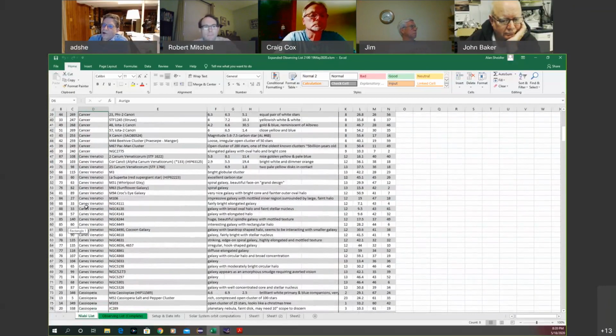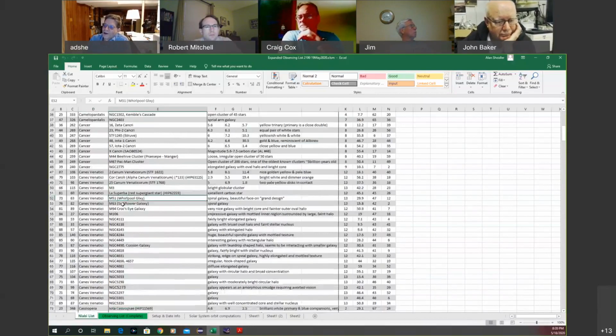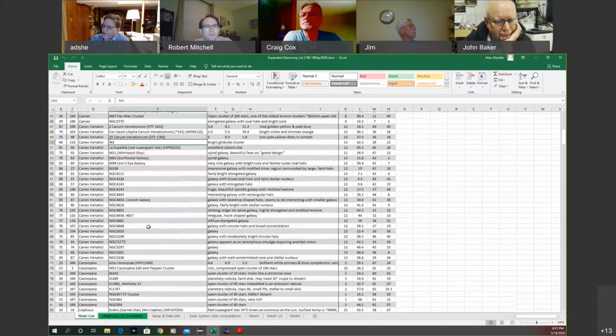And Canes Venatici is pretty good. You can see everything is almost 90 degrees, so it's straight overhead. For your astro imagers, Canes Venatici would be a really good one to look at this time of year. Here's all your objects. Here's M51, the Whirlpool Galaxy, the Cat's Eye Galaxy. There are some cool ones in here. M3. These are some nice objects.